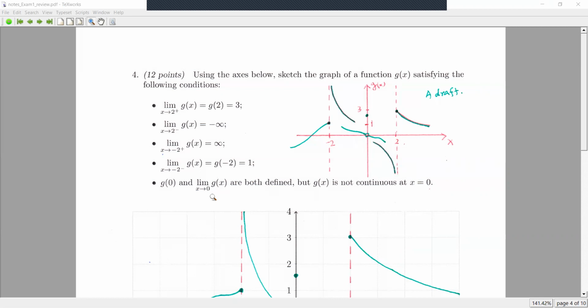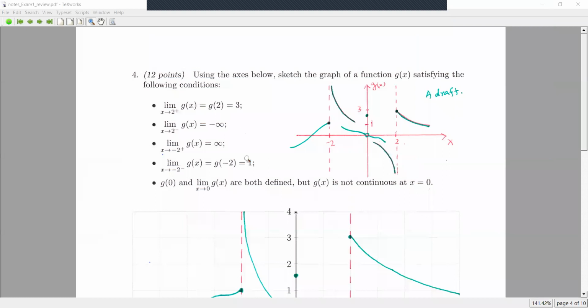Let me assume that as x approaches 0, function approaches 0. Then I draw this curve. As x approaches 0, this curve approaches this open dot. The height of the open dot is 0. Function is not continuous at the point 0. Now, the solid point and the open point, they are different. So the graph is not continuous at x is 0.